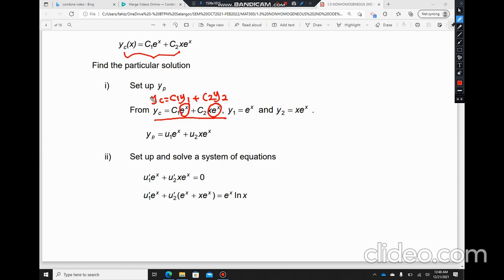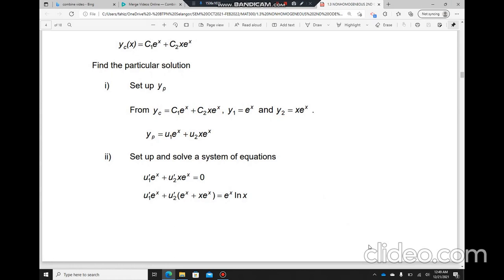So kita compare dengan yang general untuk YC, sebab kita nak identify Y1 and Y2. So kena make sure benda ni betul sebab nanti dia akan effect pada solution kita. Okay, so since kita dah identify Y1 and Y2, kita nak dapatkan YP. YP dia mesti dalam bentuk U1Y1 plus U2Y2. So Y1, Y2 ni kita gunakan yang dari YC. Now we need to find U1 and U2. Okay, so faham yang tu untuk first step. Okay, set up and solve a system of equations.